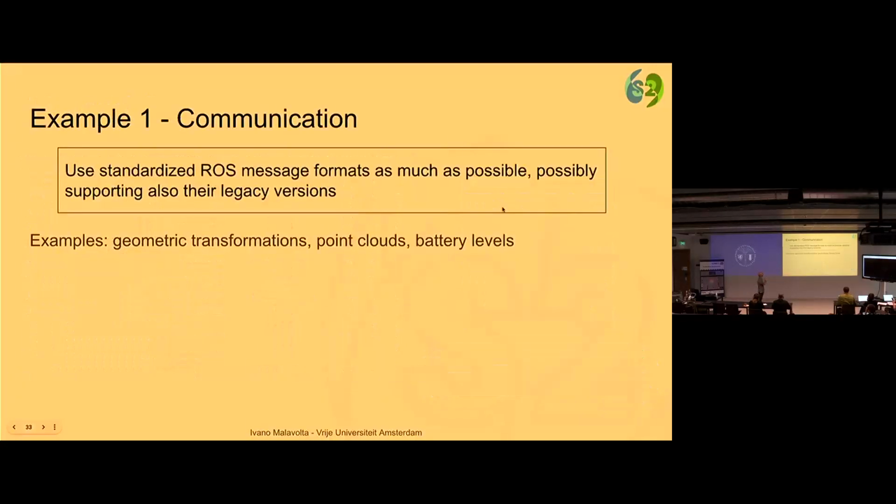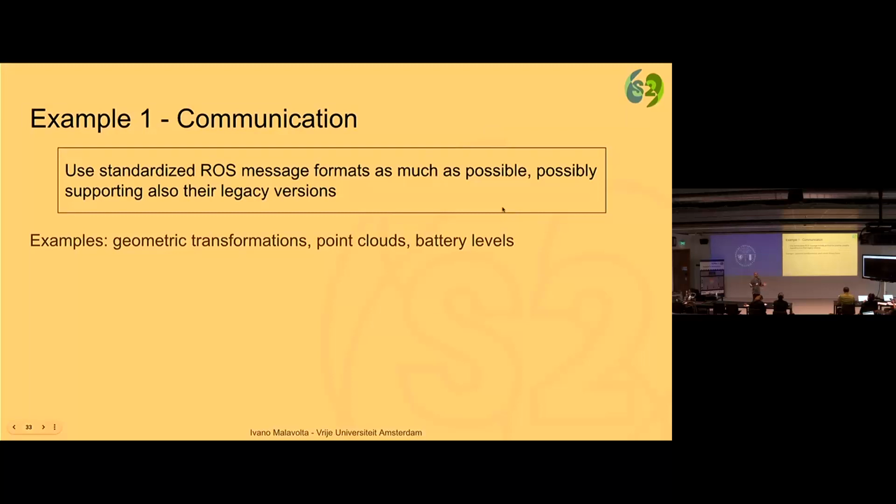I have some examples of guidelines. The first one of the communication family is suggesting to use standardized ROS message formats as much as possible, possibly supporting also their legacy versions. So we know that the standard message formats can evolve themselves, and using standard message formats helps you in being a bit future-proof. But if you are already thinking to support the legacy versions, you are more future-proof.